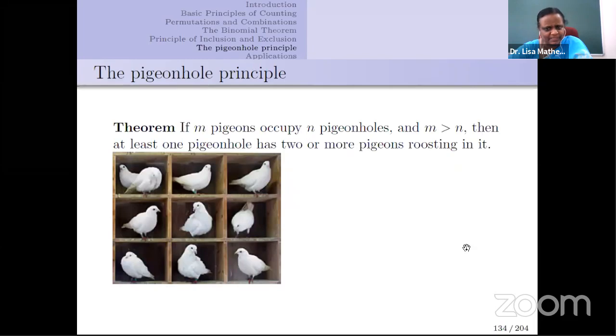Now we come to the pigeonhole principle. This is what the pigeonhole principle says. If I have m pigeons and they occupy n pigeonholes and m is greater than n, then there's at least one pigeonhole with two or more pigeons roosting in it.